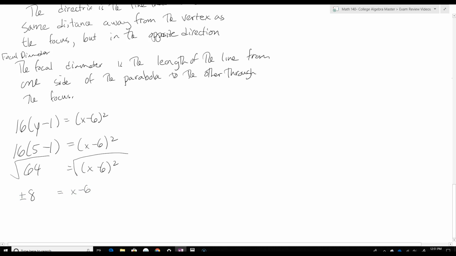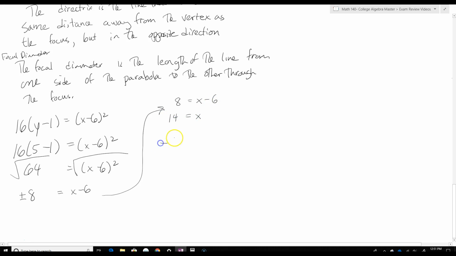Don't forget that plus or minus, otherwise you're going to only end up with 1 point, and you're not going to actually be able to find a focal diameter. So now, I'm going to move this right up here. I'll have first 8 equals x minus 6. So that gives me x equals 14.